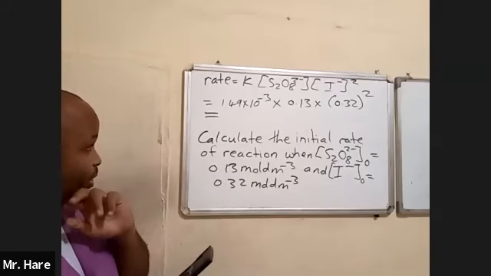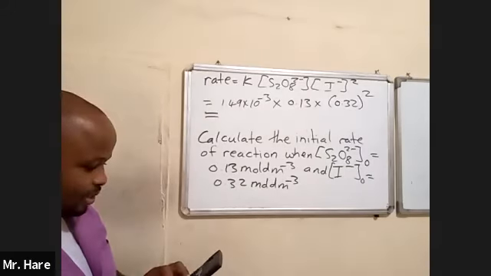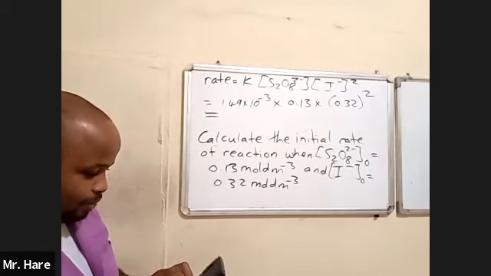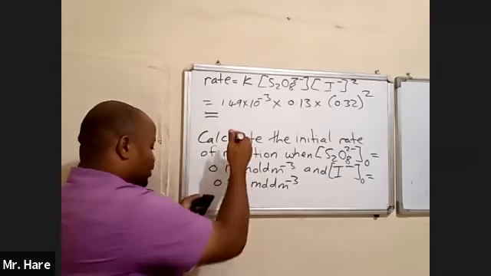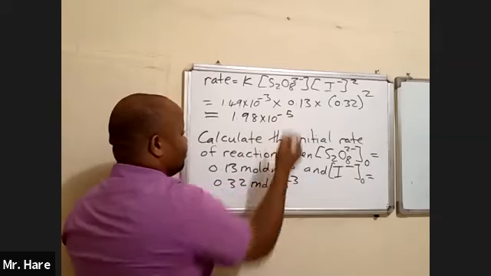0.32 squared times 0.13 times 1.49 times 10 to the minus 3. I get 1.98 times 10 to the minus 5. All right.